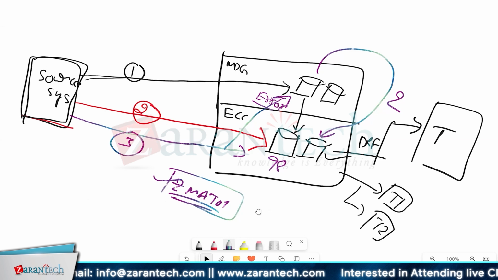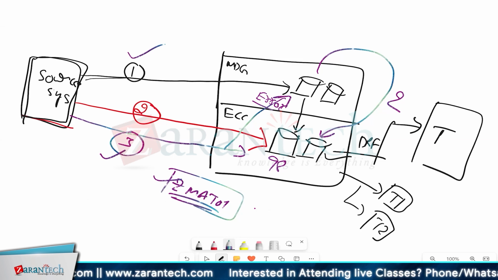In option 1 and option 3, we are using the CR type. In option 1, we are using the CR type for all the records. In option 3, we are choosing the CR only for the error records. But in both cases, the system is using the CR type.